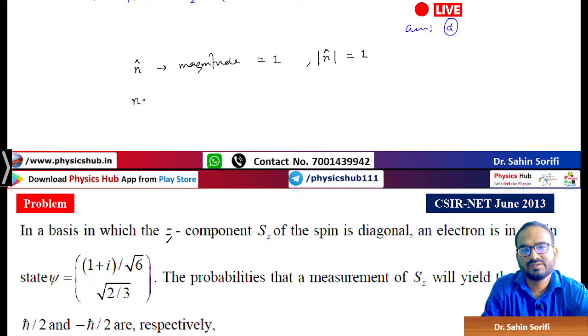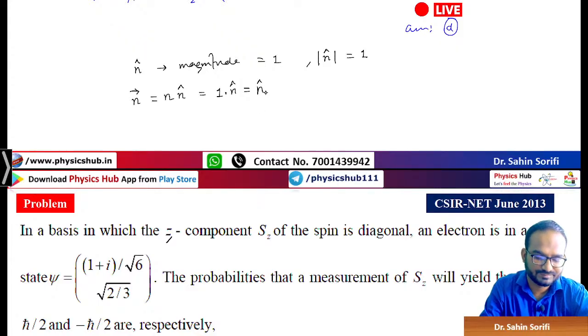Now we can represent this n. So how do we write its magnitude and its direction? Magnitude is 1 and direction is n cap. So this is nothing but n cap. What's the confusion?